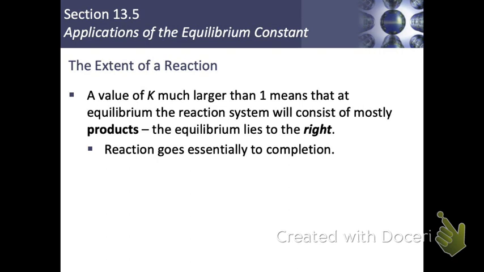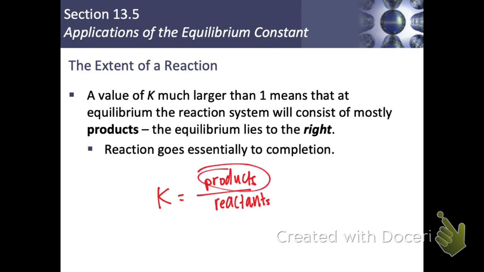Right? So if we set up our equation for K, we know that K is equal to products over reactants, right? And if my numerator is significantly larger than my denominator, I'm going to end up with a big number. Mathematically, we see how that breaks down. It makes sense, right? So if the concentration of my products is significantly greater than the concentration of my reactants, that would mean that my equilibrium lies really far to the right, right? That my reaction almost goes to completion before it reaches equilibrium. I've produced a lot of products, right?